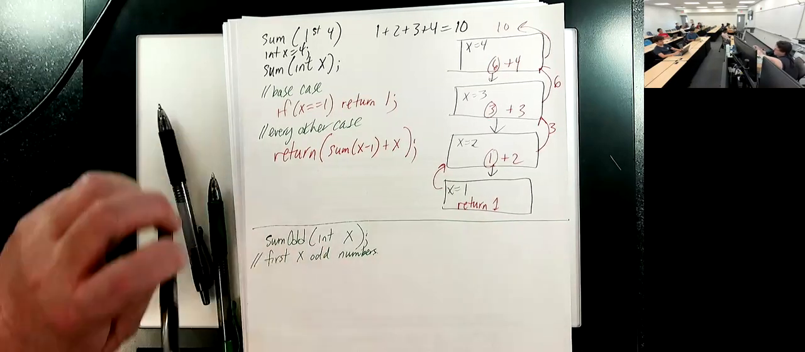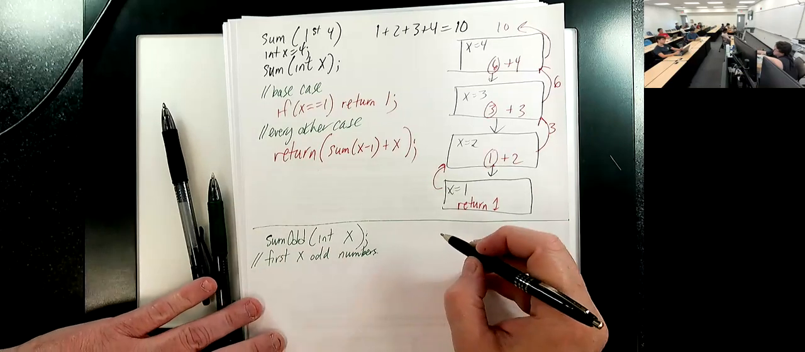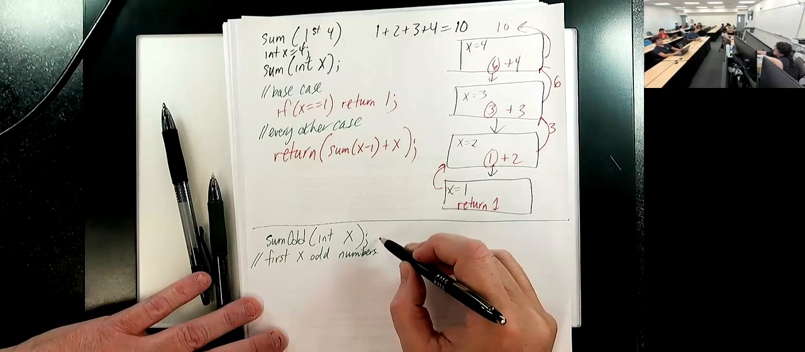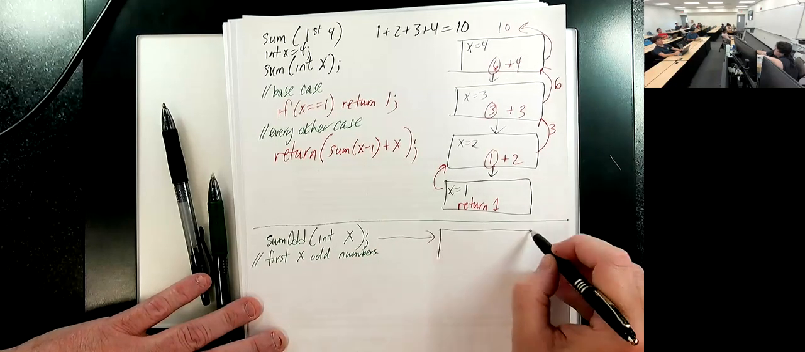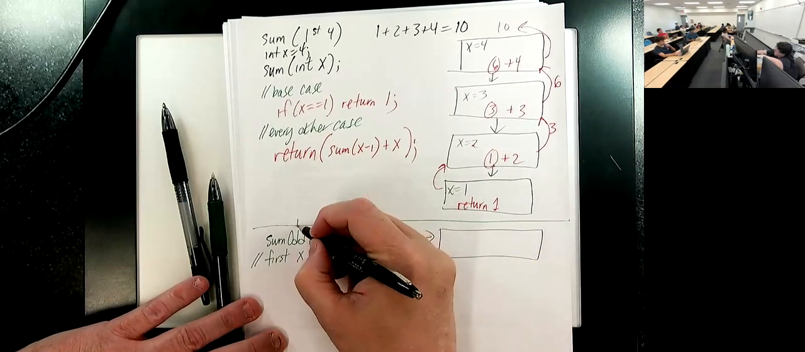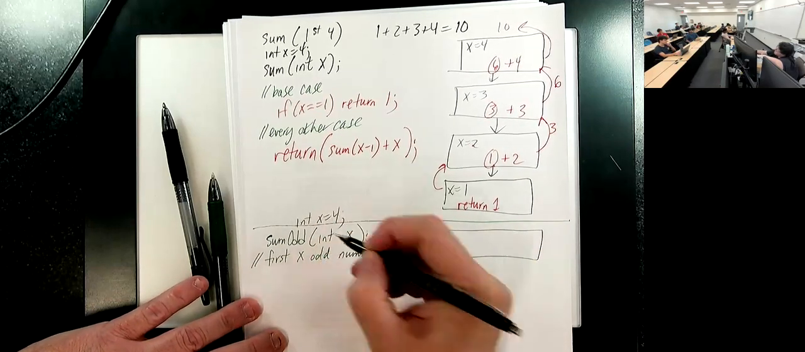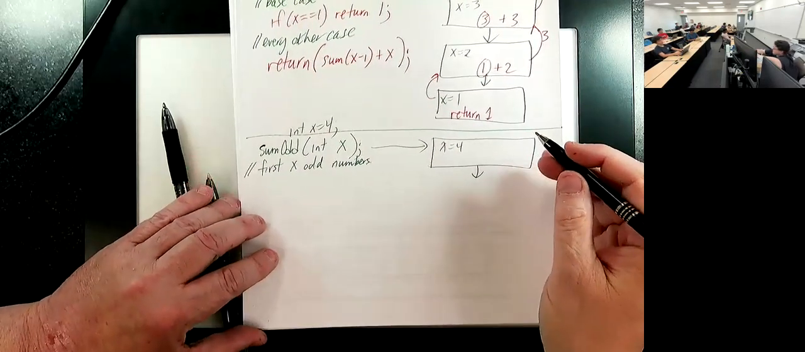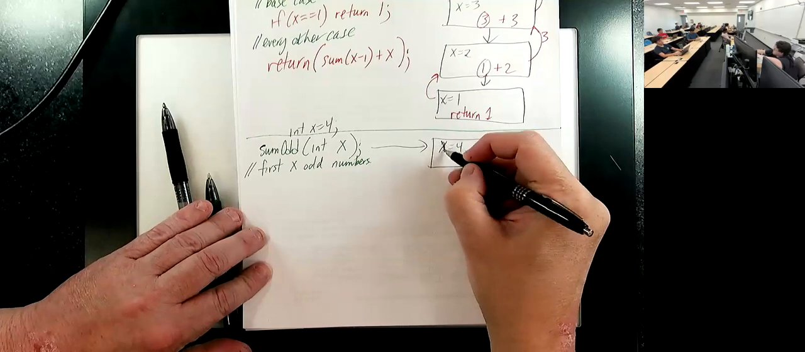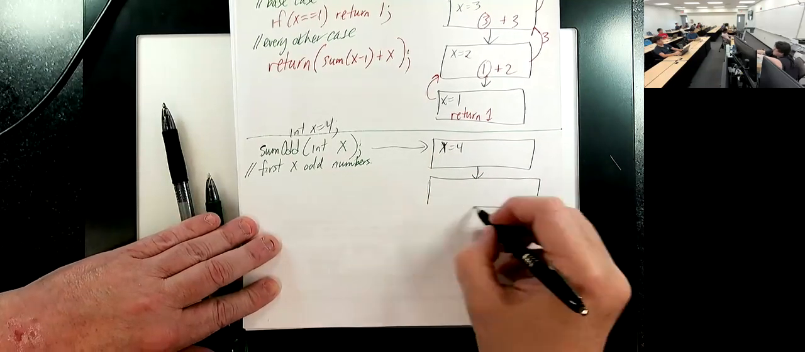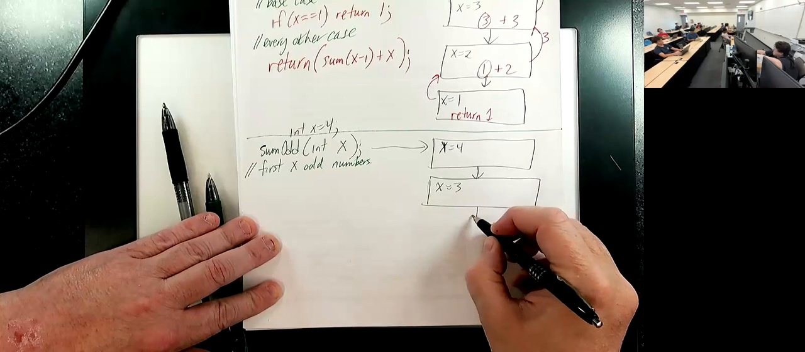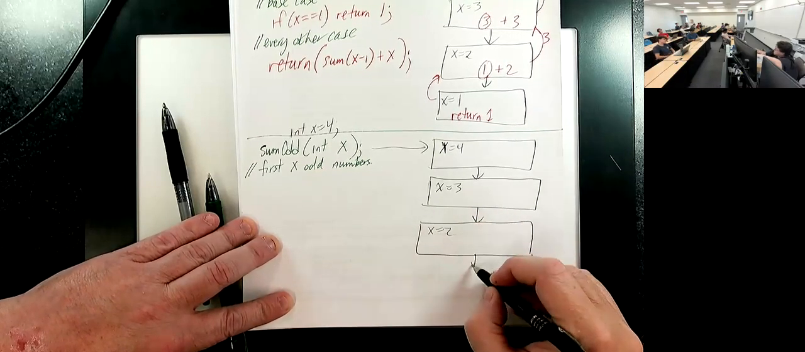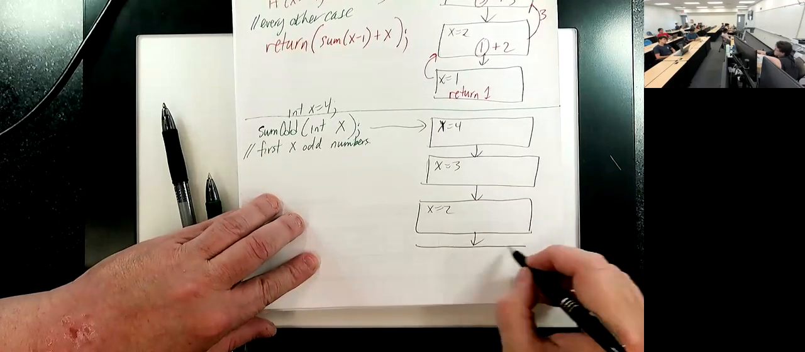So we're gonna do this over here. It sends it over. We've got x equals, let's start with x equals 4 again. X equals 4, we're gonna have x equals 3. That looks like a lambda. X equals 2. X equals 1.